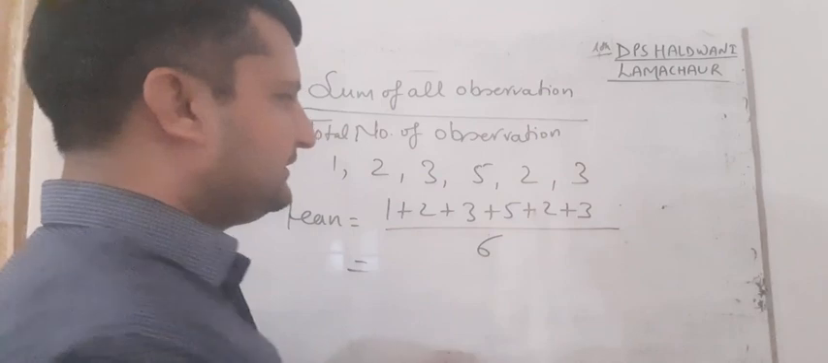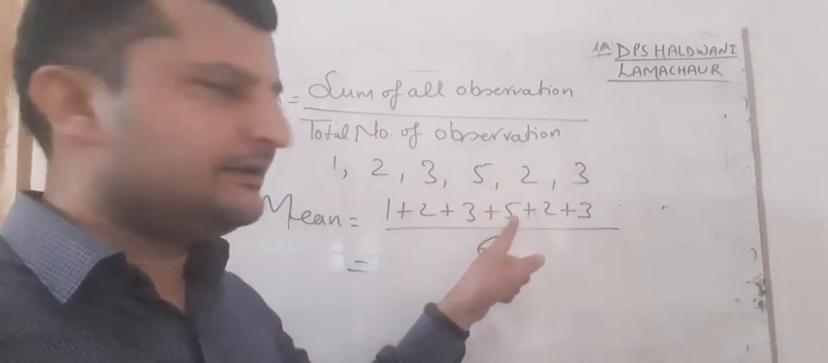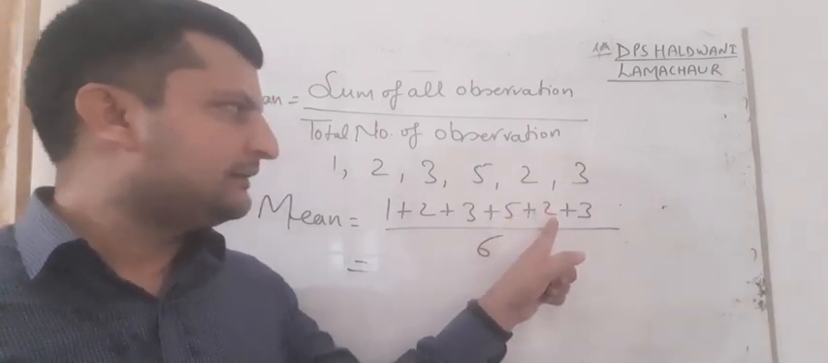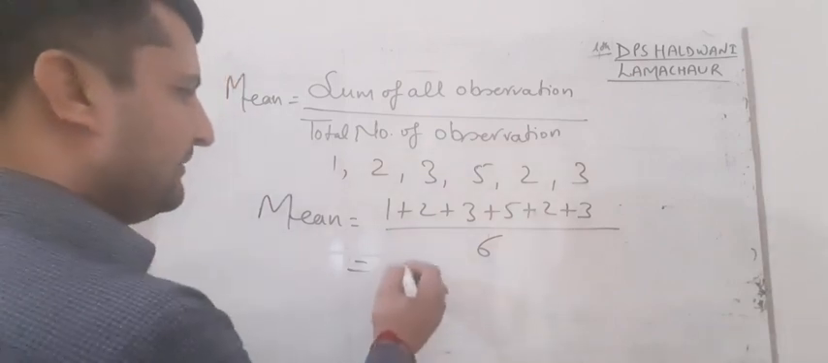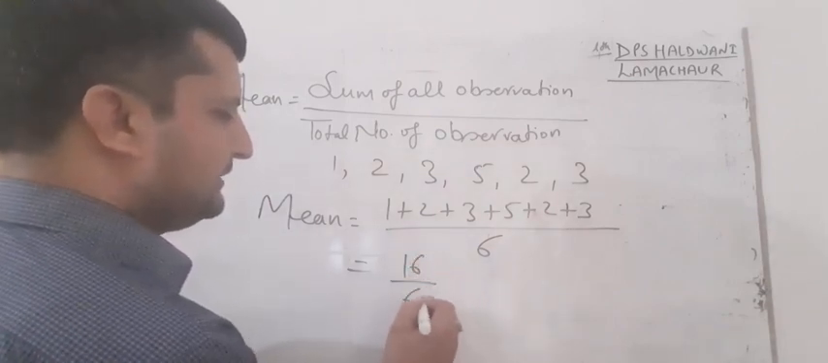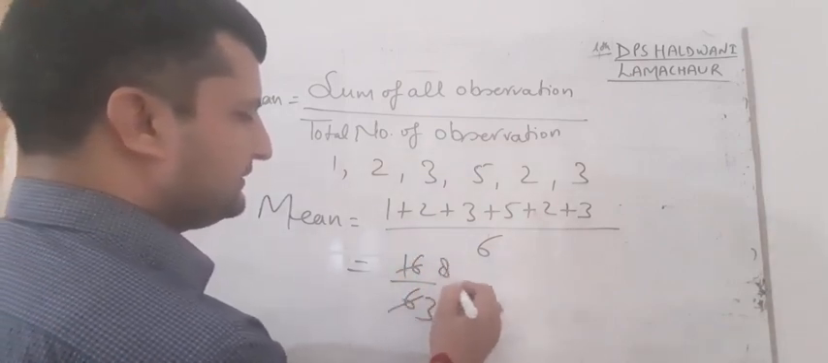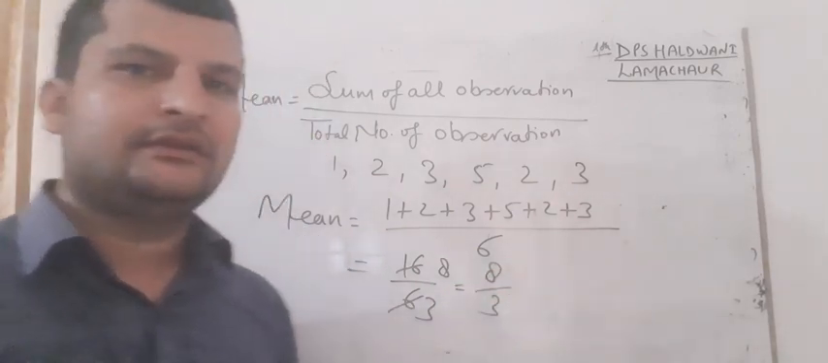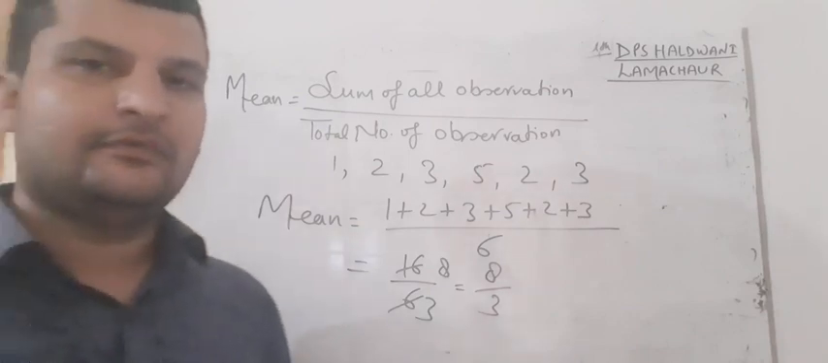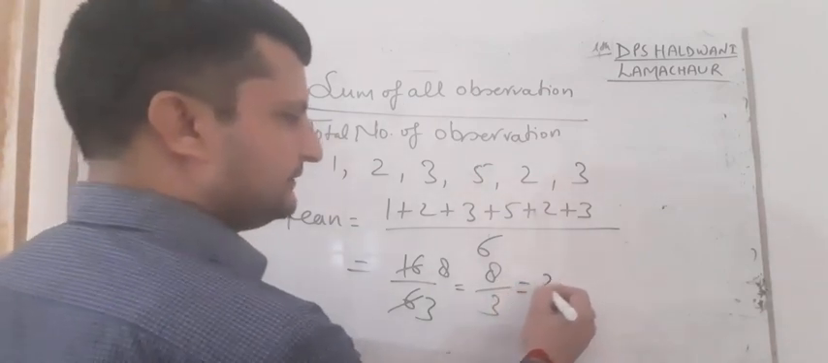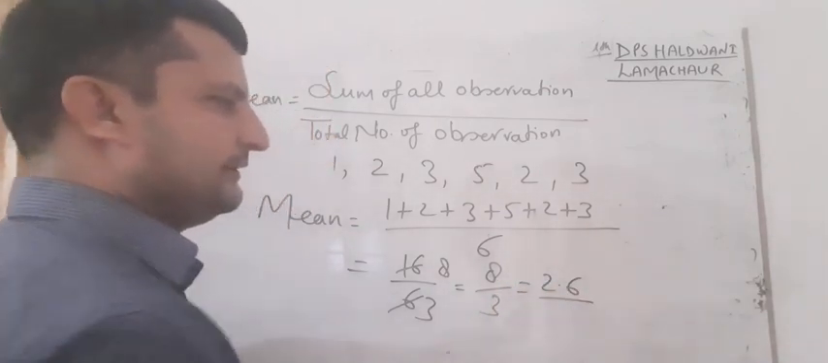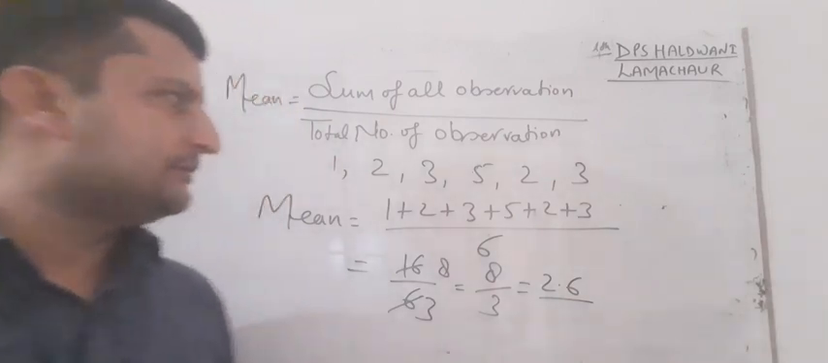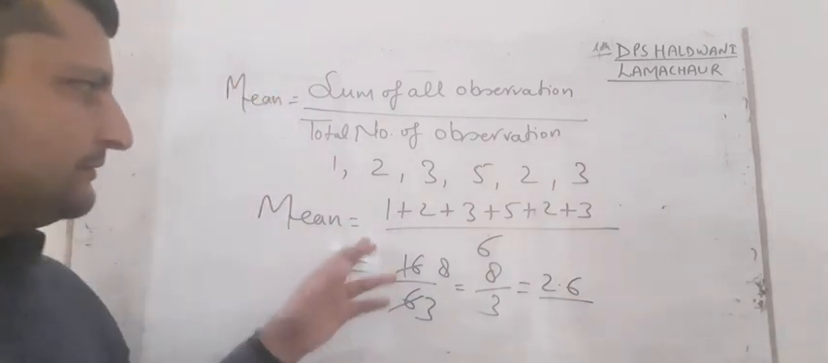1 plus 2 is 3, 3 plus 3 is 6, 6 plus 5 is 11, 11 and 2 is 13, 13 and 3 is 16. 16 divided by 6. That is 2 3s are 6, 2 8s are 16. So you can write it as 8 by 3. Or you can write it in the decimal form also: 3 2s are 6, 3 6s are 18. So these things we have to do.